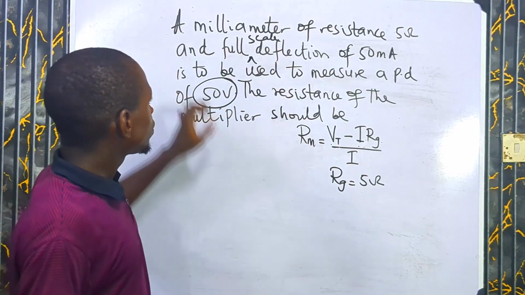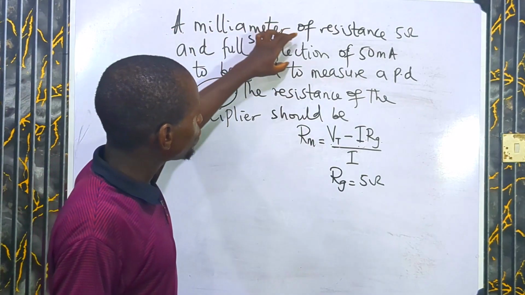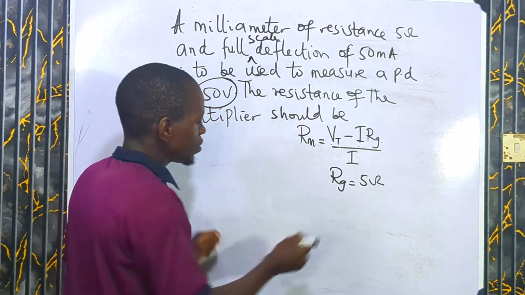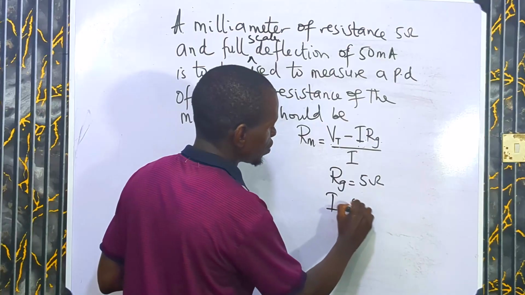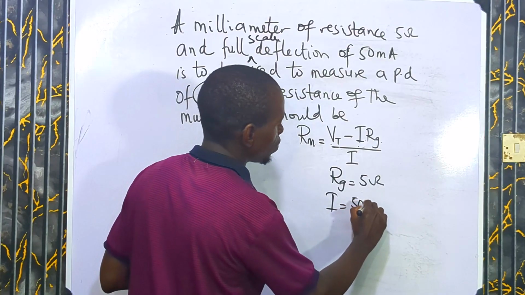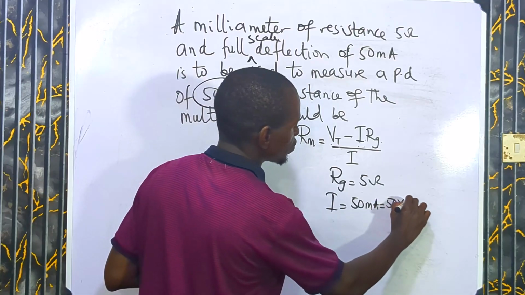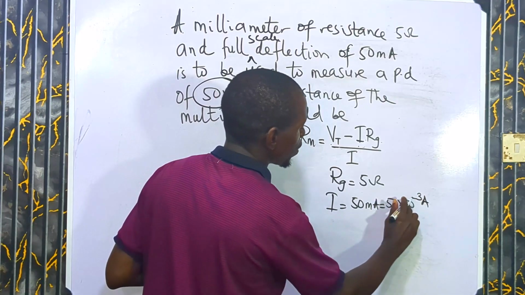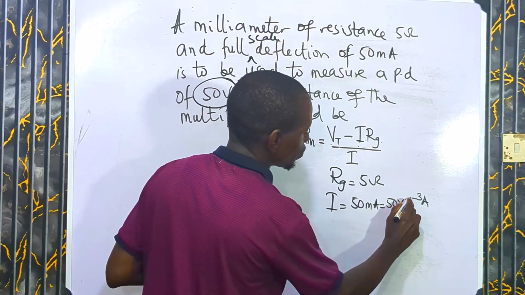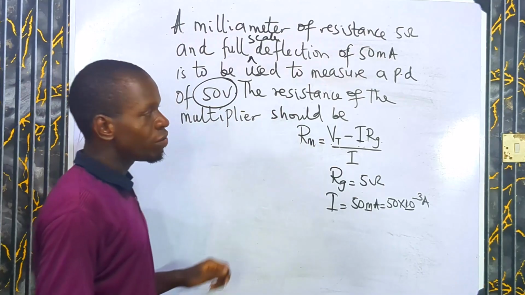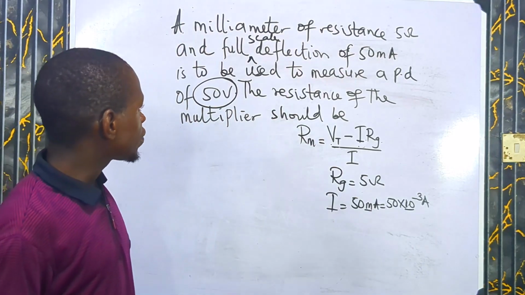I proceed. Now you see that it has a full scale deflection of 50 milliampere. So the current that we have is 50 milliampere, which is 50 times 10 raised to the power minus 3 ampere. Where did I get 10 raised to the power minus 3? Milli is 10 raised to the power what? Minus 3. So that is it.